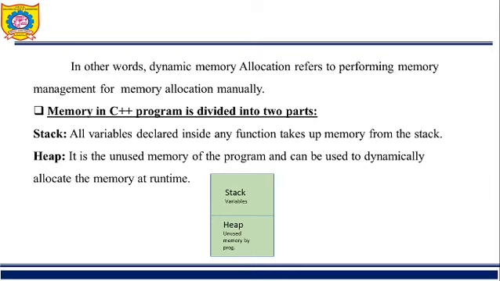Memory in C++ is divided into two parts. Before going to the allocation of dynamic memory, first we need to know how the program allocates memory. In C++, program memory gets divided into two parts. First is called the stack and second is called the heap. The stack contains all the variable declarations inside any function, and for those variable declarations the memory is taken from the stack. Whereas the heap is the unused memory of the program.